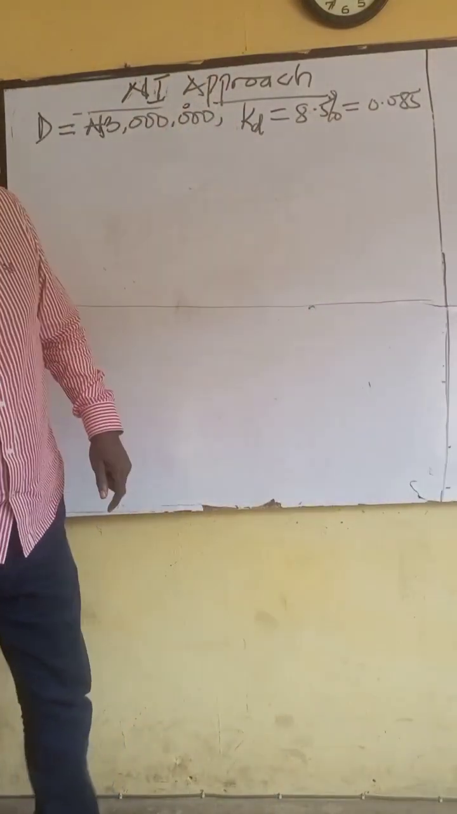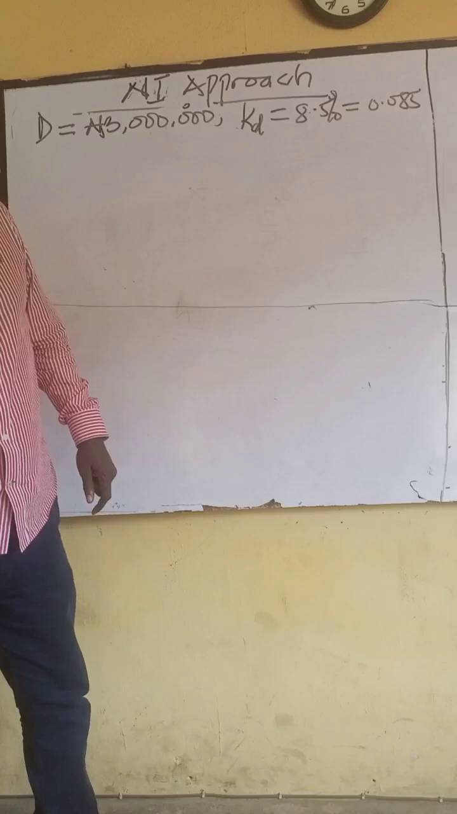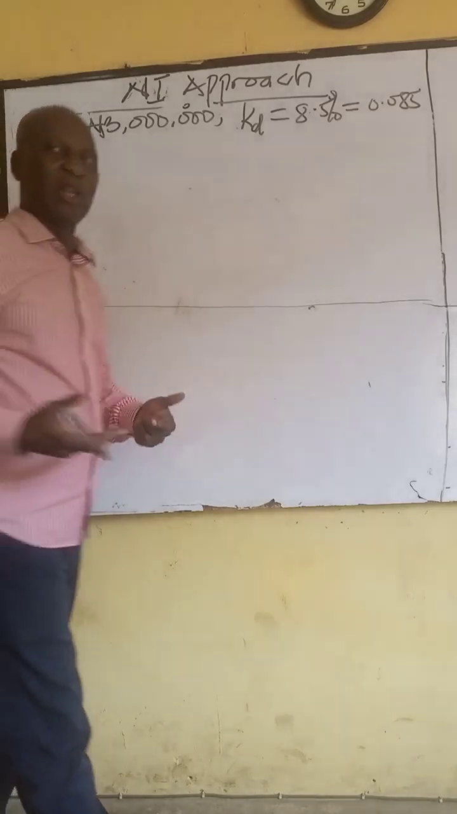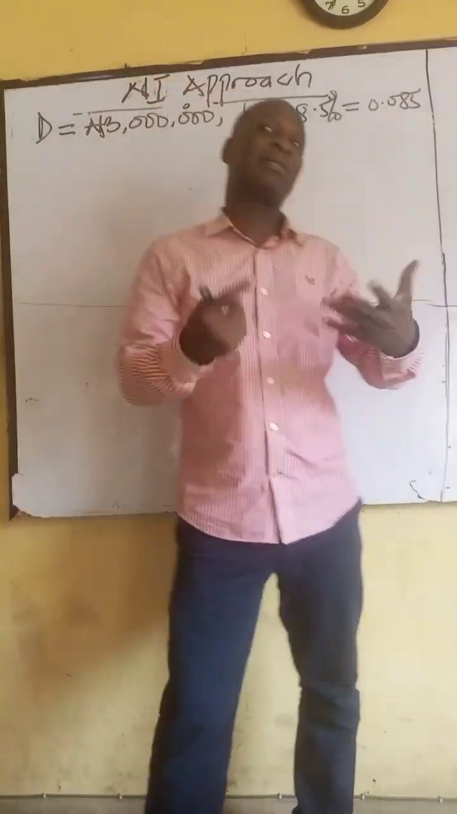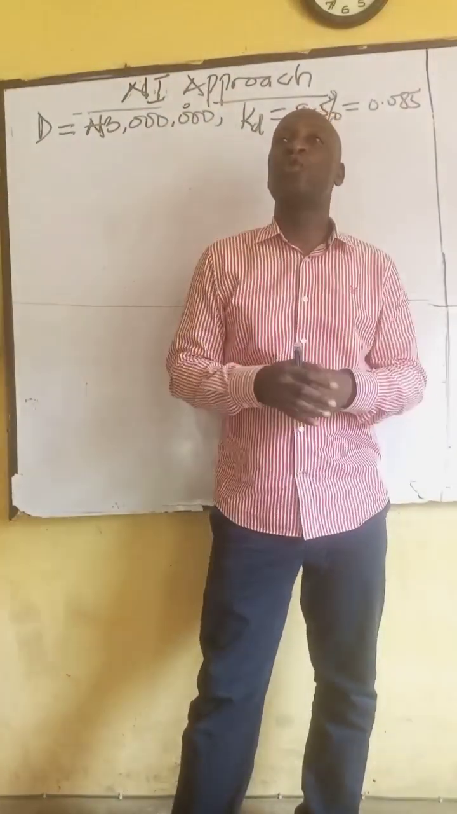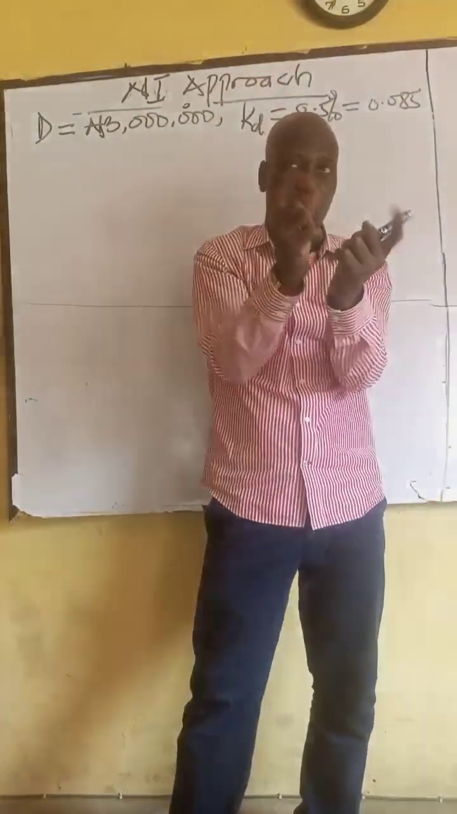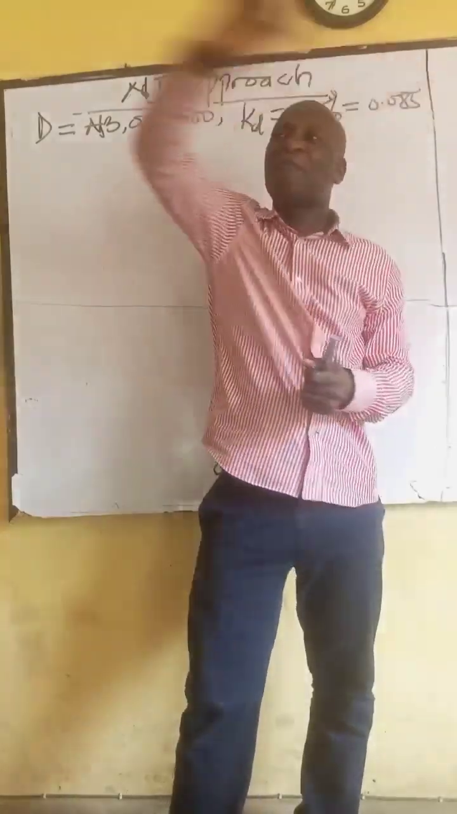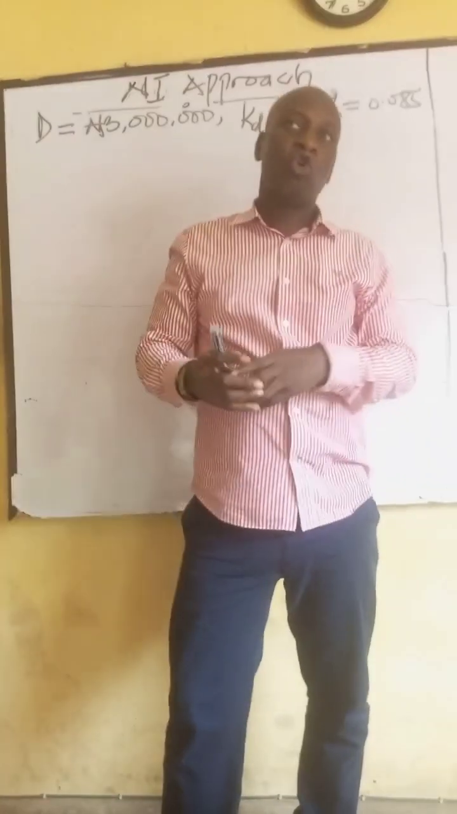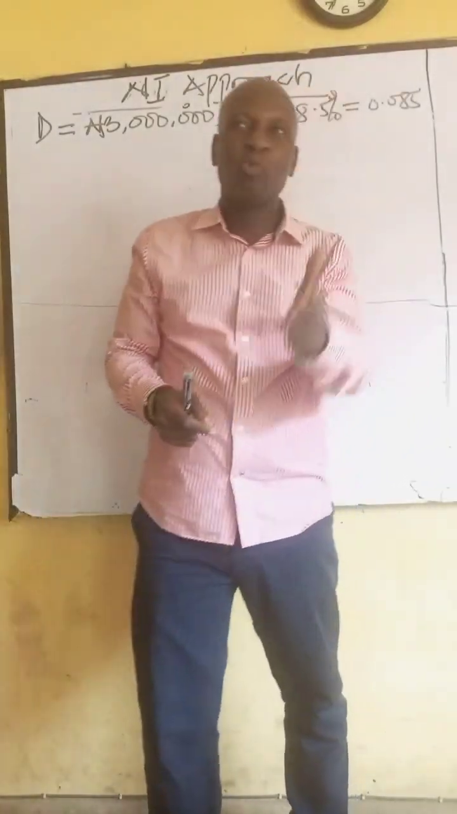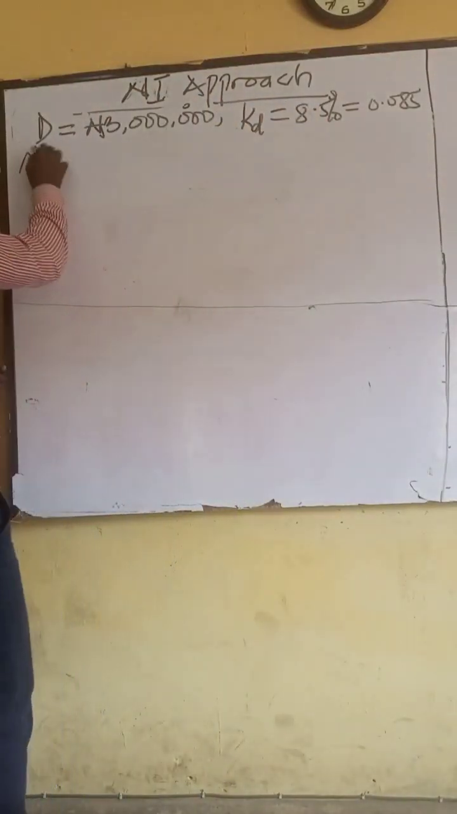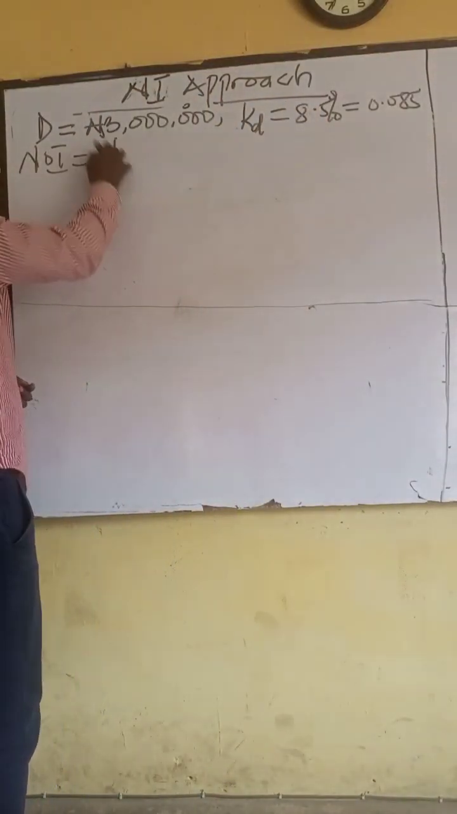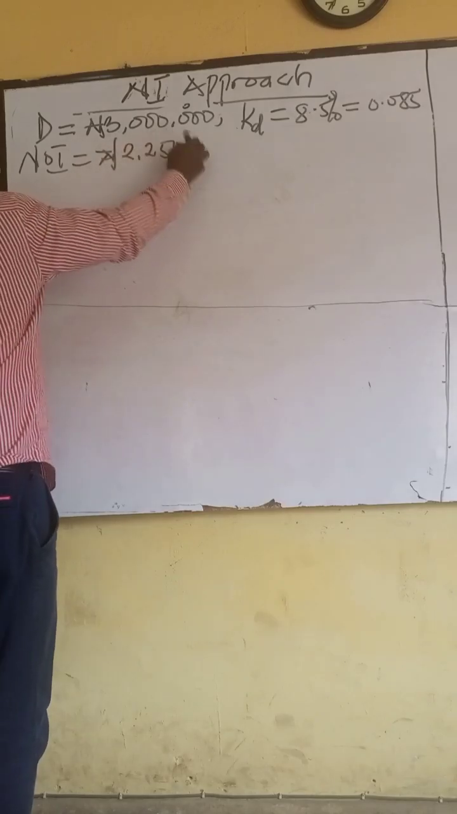Then the next information is net operating income of the firm is 2.25 million. You must be able to know how to convert all these figures because in your finance, you'll be given monetary value in decimal figure, in abbreviated form, in short form. They will not give you that figure in full. 2.25 million means 2,250,000. So our NOI here is 2,250,000.